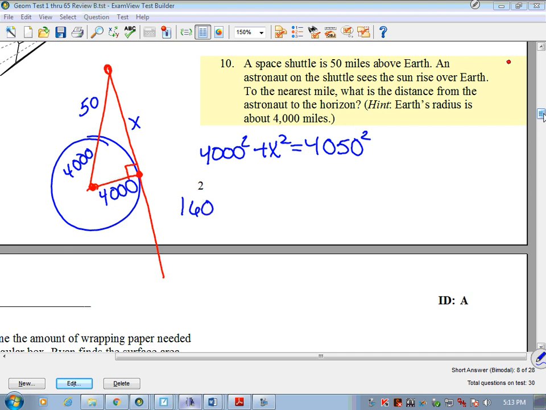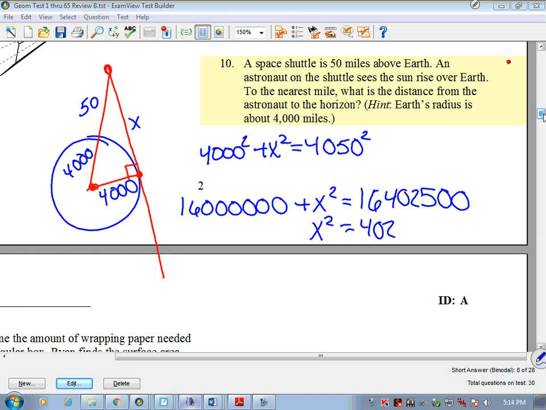We get 6, 0, 1, 2, 3, 4, 5, 6. So 16 million plus x squared equals 4,050 squared, which is essentially the same thing except bigger, 16,402,500. All we need to do is subtract the 16 million, which leaves me with the 402,500 that's left over. Then we're going to square root that.